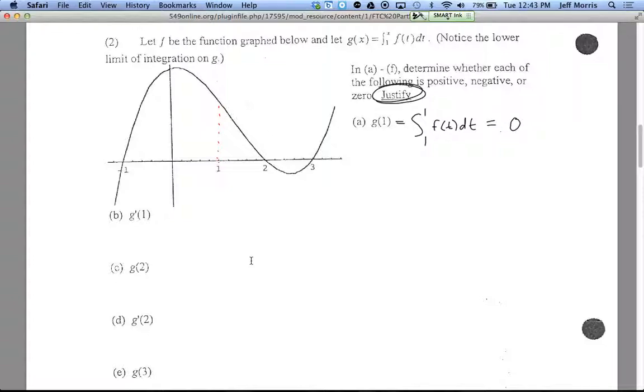But look at G prime of 1. Now that's different. Because this is G of X. What's G prime of X? F of X again. So if I want to find G prime of 1, it's the same thing as F of 1. This is your justification. What is F of 1? Look at it, everybody. If you go up to the graph, this point is above the x-axis. So what do you put? Positive. And that's how you do C through F.